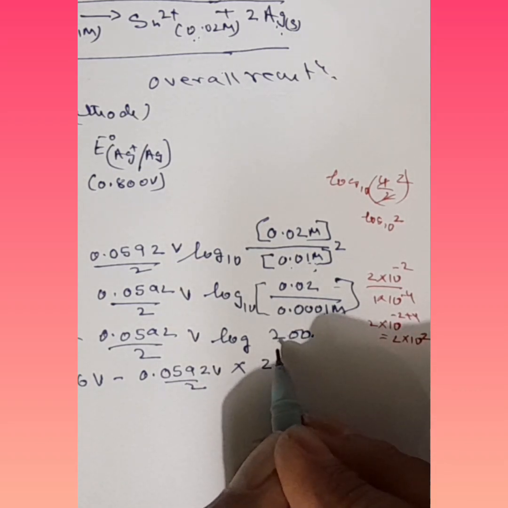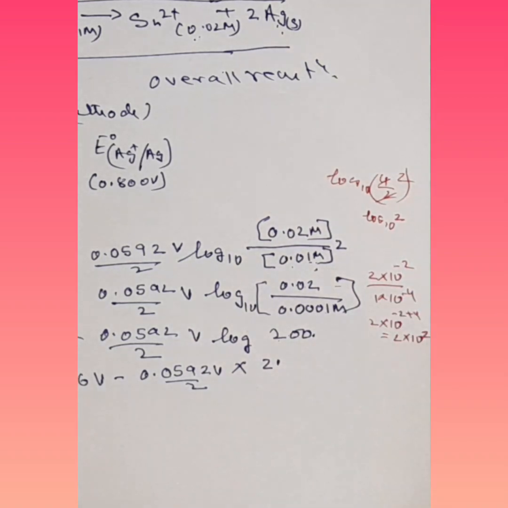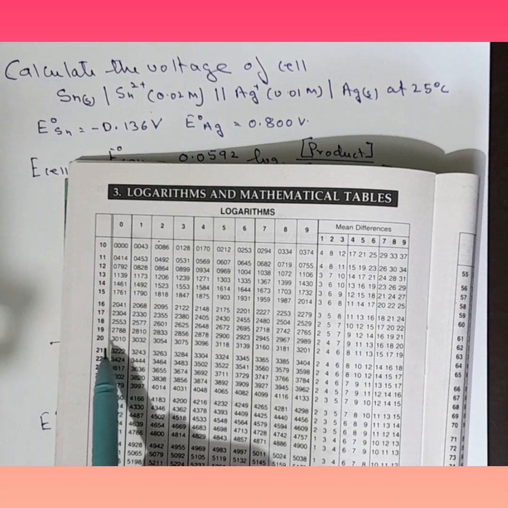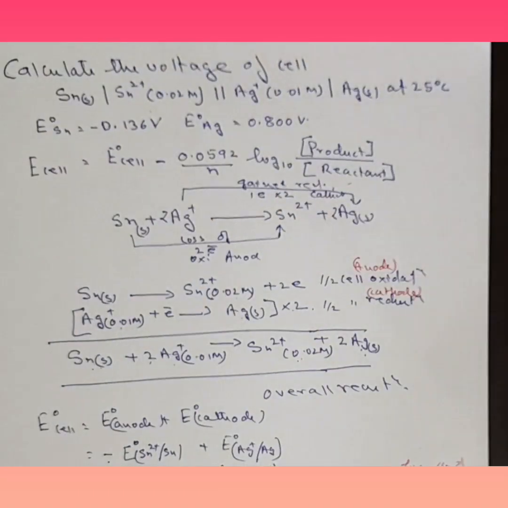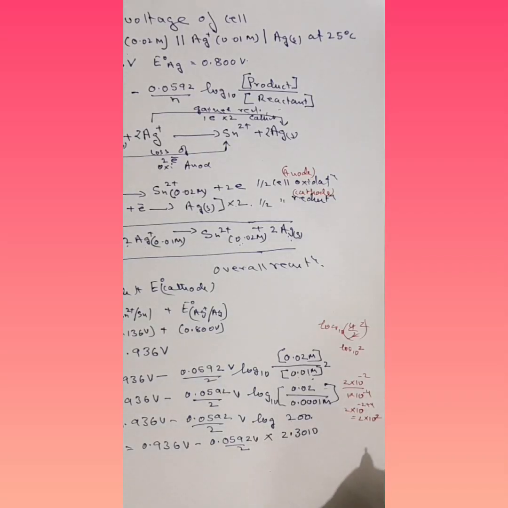All right, and now I've got to see 20 in 0. In the logbook, I've just got to see 20 in 0. All right, so 20 in 0 is 3010. So I would be putting this value, 3010. So this is what it is.